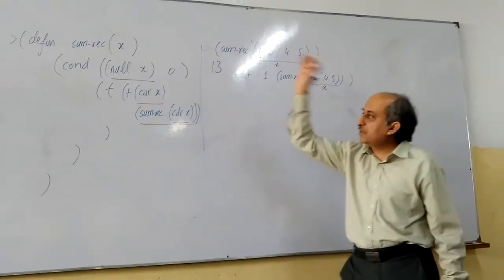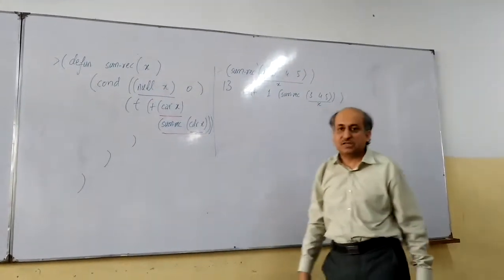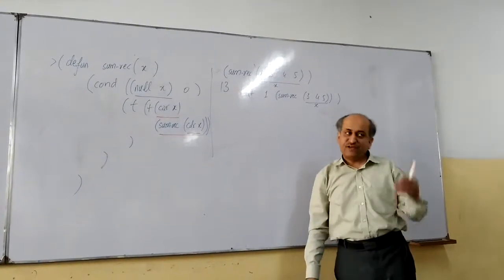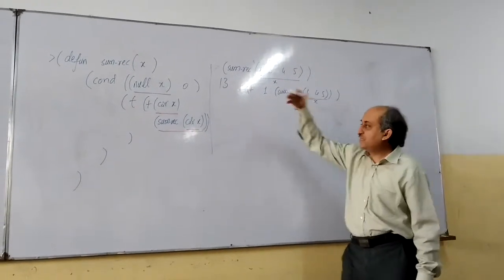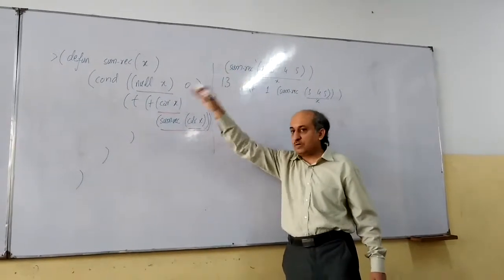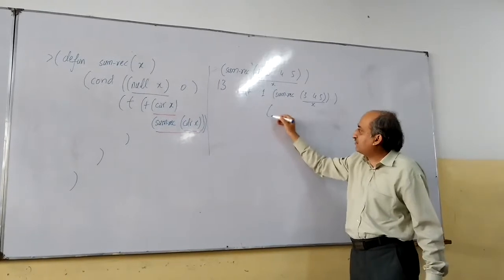Control of execution will go to the body of the code. In the body, we have a cond statement, and in the cond statement, we have 2 clauses. In the first clause, null x will be checked. Is x an empty list? No. So the first clause is again false. Control will go to the default clause, and in the default clause, we are calling the plus function.